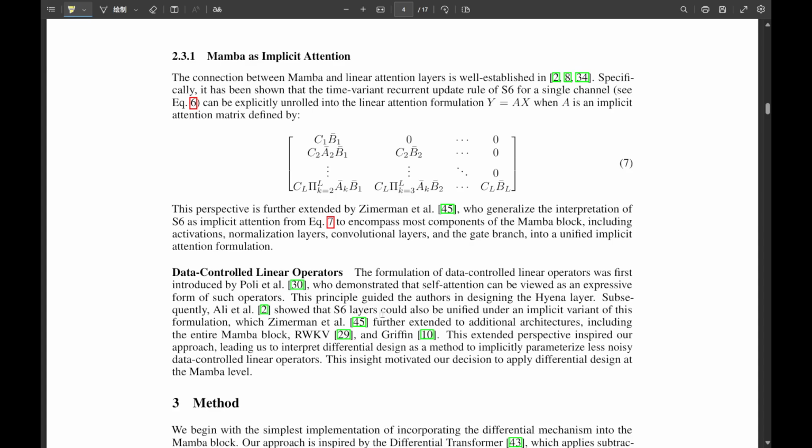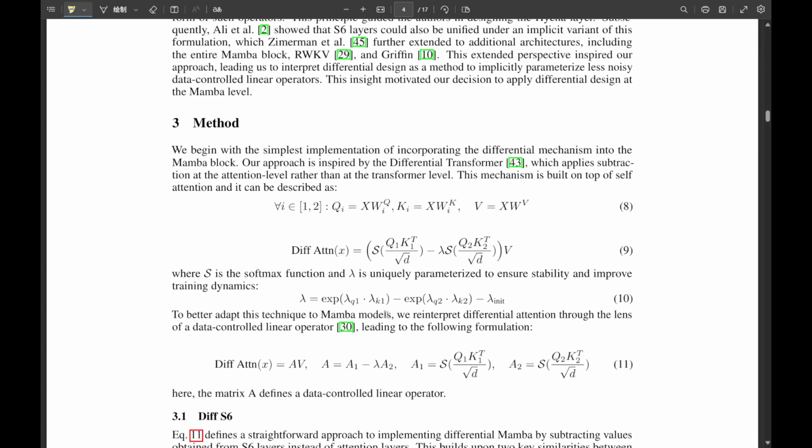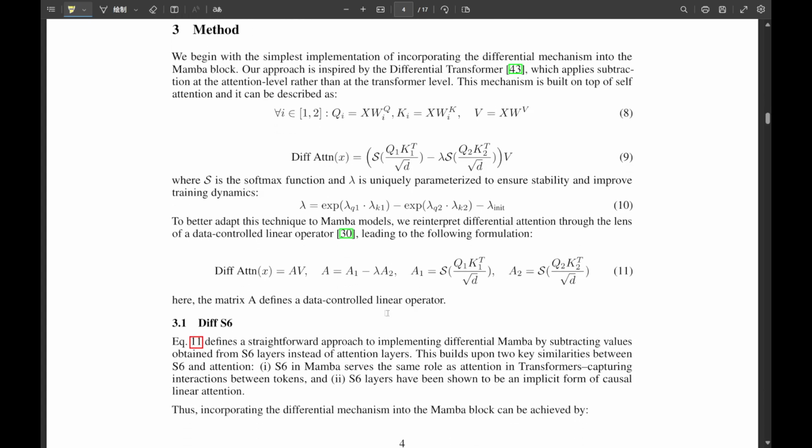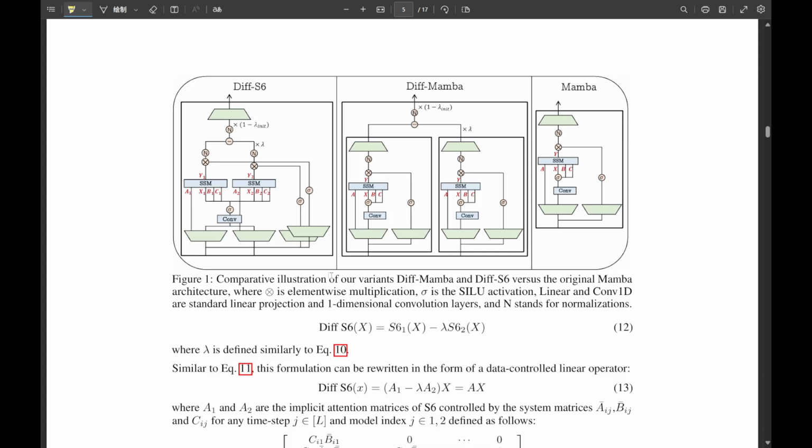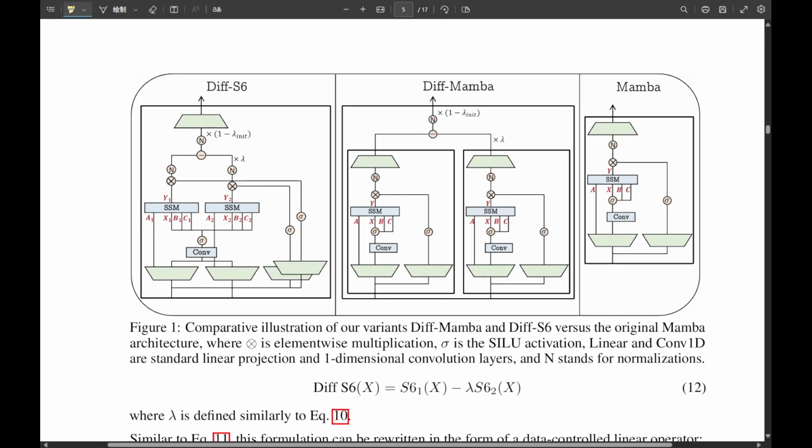So the Diff Mamba architecture applies the differential idea at this higher level. It runs two parallel, full Mamba subblocks and subtracts their entire outputs. But critically, they knew they had to deal with those unbounded outputs. So the first absolutely essential addition was normalization. They added a normalization layer after the subtraction step.